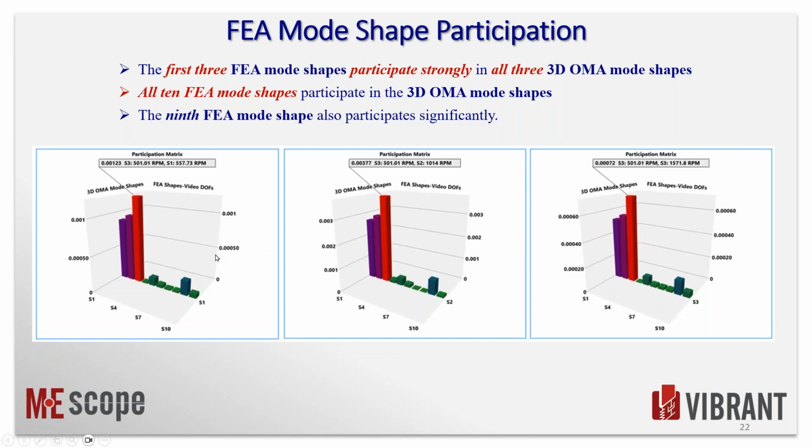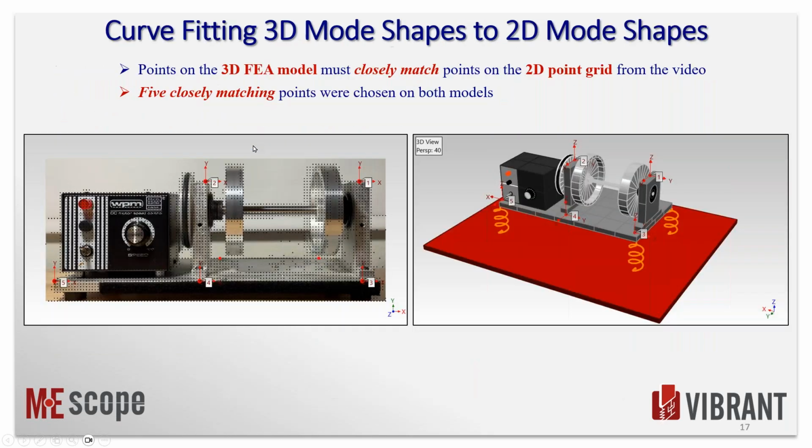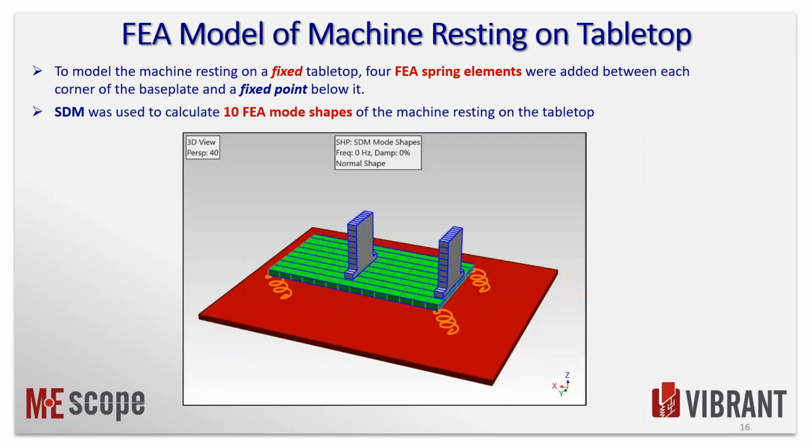So here is another graphic that shows us how each of the FEA mode shapes participates. So this is the participation matrix in a graphical form. And we can see that the first 3 mode shapes dominate the participation, although all 10 mode shapes of the FEA 3D mode shapes do participate in the 2D OMA mode shapes. The first 3 dominate. Well, what did they look like? Those were what I would call rigid body motion. Let's just go back and look at them.